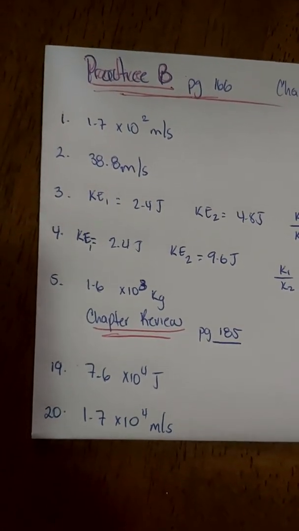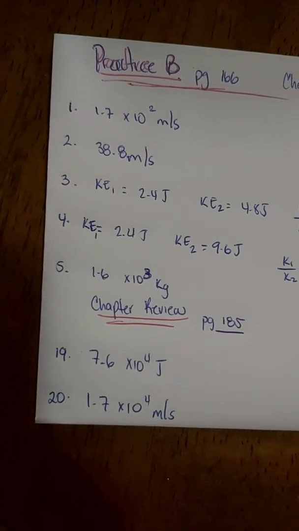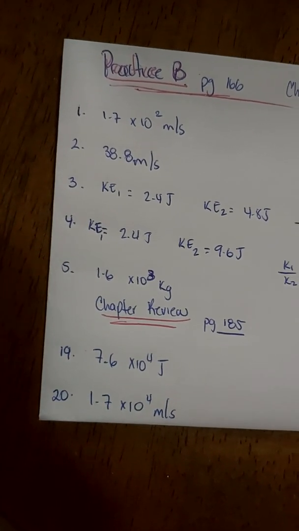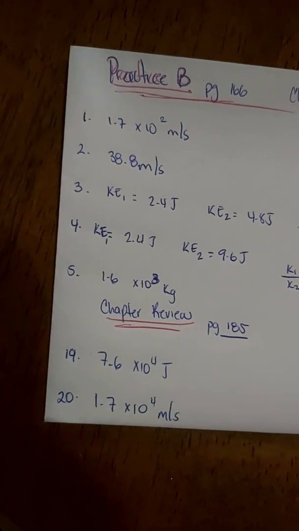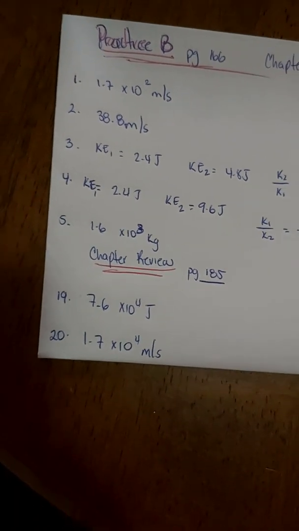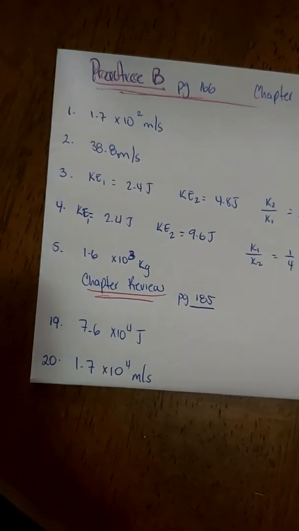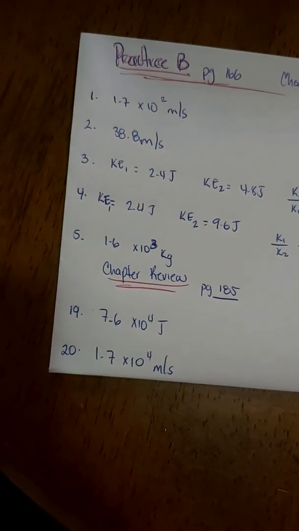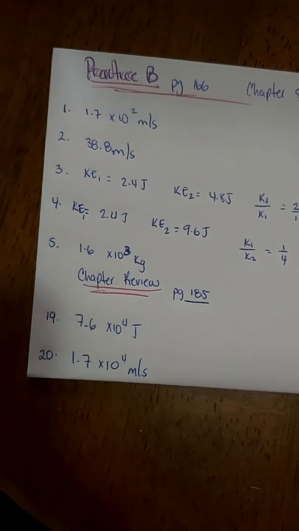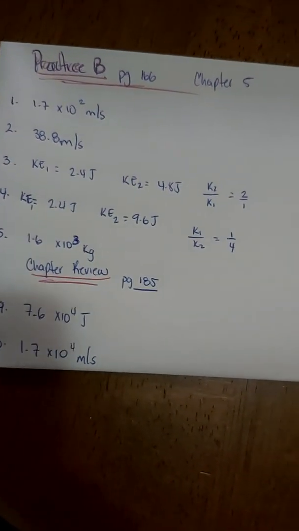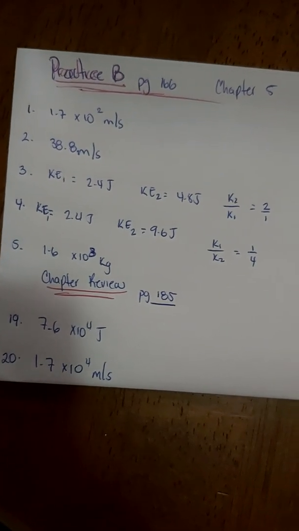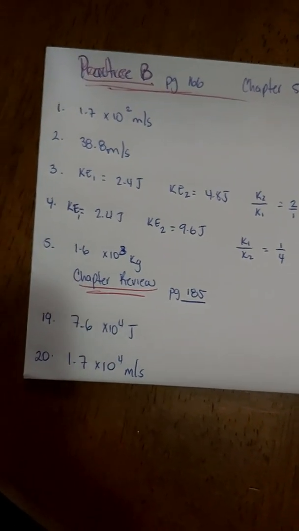For problem number 1, the speed equals 1.7 times 10 squared meters per second. Number 2, that's 38.8 meters per second. In number 3, you're going to have to find the first two kinetic energies. The first kinetic energy will be 2.4 joules, and the second kinetic energy will be 4.8 joules. And the ratio between the two kinetic energies will be 2/1.